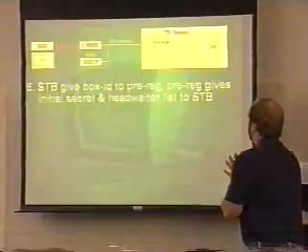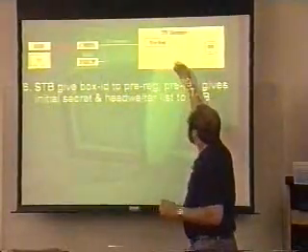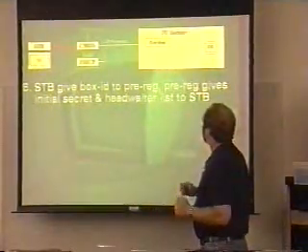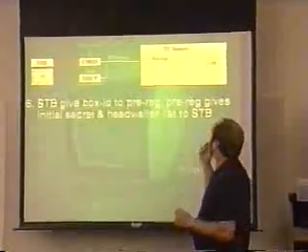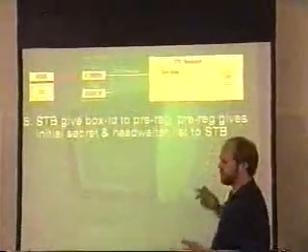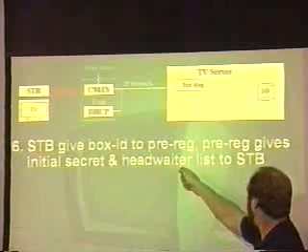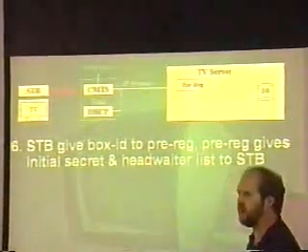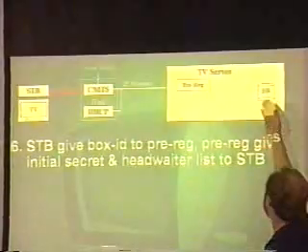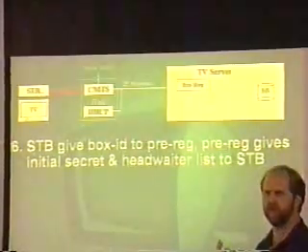So when the set-top box is connecting to pre-reg, it's going to go ahead and provide its box ID. Pre-reg will then look up that user and pick an initial shared secret and a list of head waiters and send that back to the set-top box, and at the same time will save that initial shared secret in the database record associated with that user.